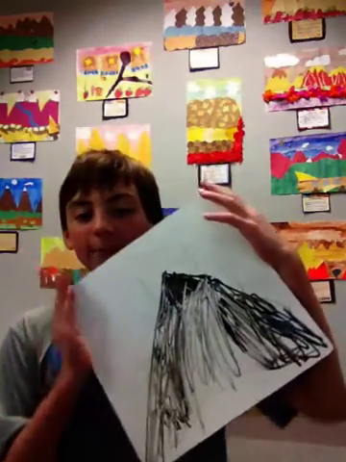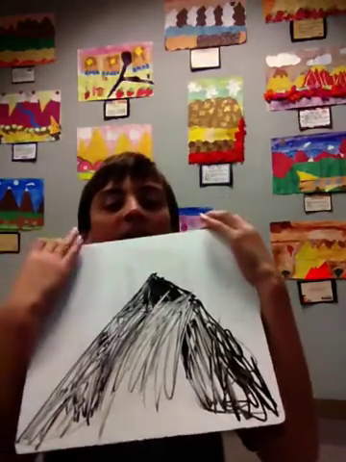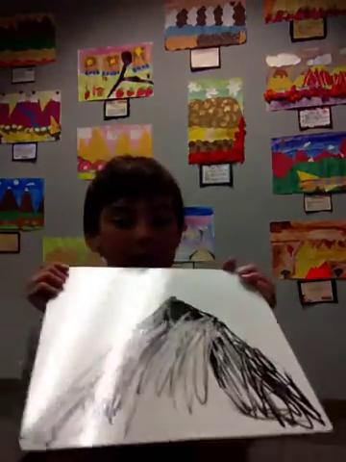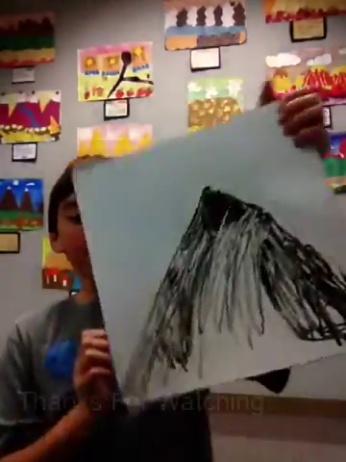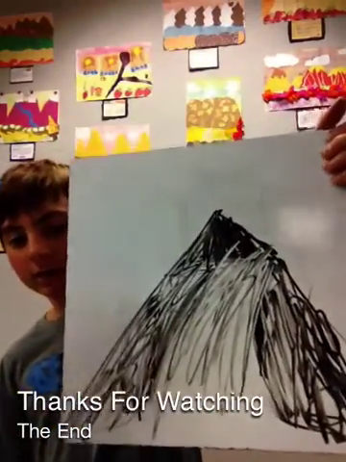So, this is what the final product will look like after all the hardened rock has come and formed the mountain. That is the second way that mountains can be formed. The first is tectonic plates, but the second is volcanoes.